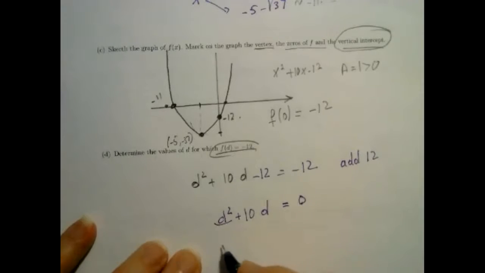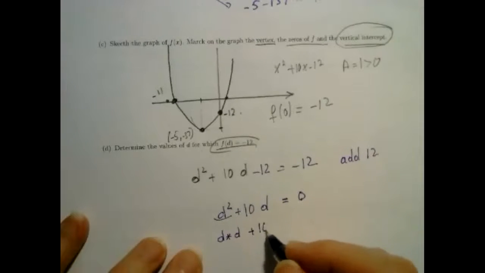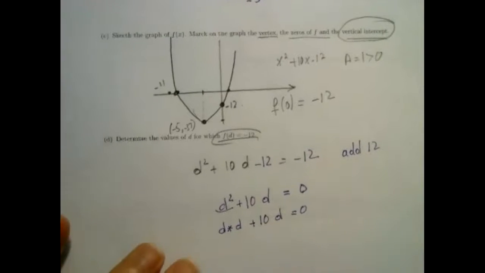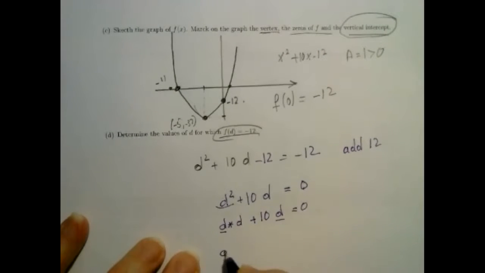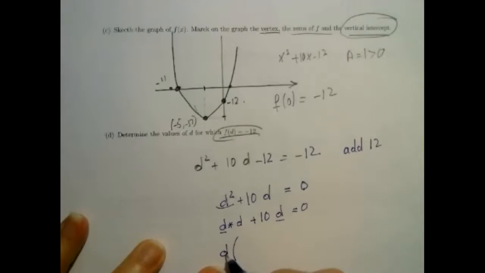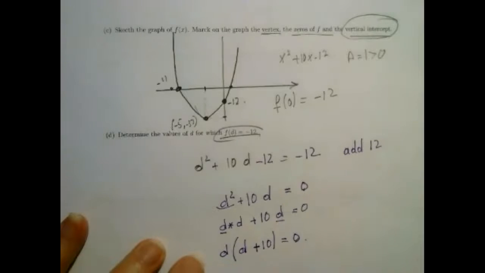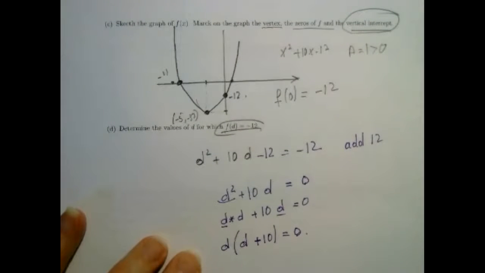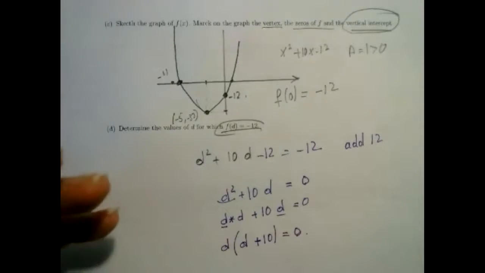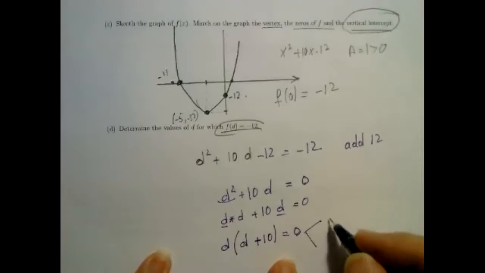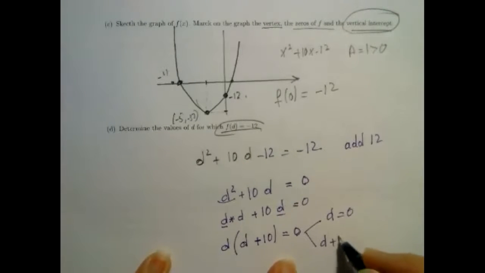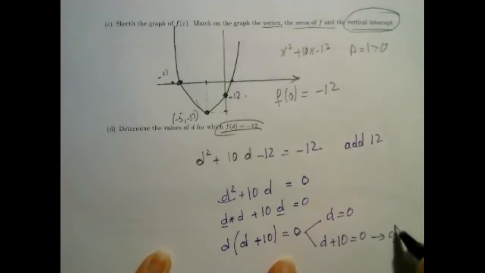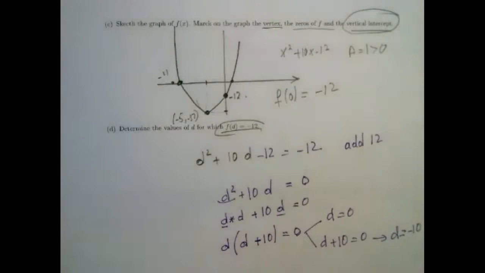Watch carefully. What's d squared? It's basically d times d, plus 10d equal to 0. So I can actually factor the d. And I will be left with d times the quantity d plus 10 equal to 0. So actually I can factor this. Using the quadratic formula is absolutely correct, there is no problem with it. But this one, we actually can factor it. So then I will get d equal to 0 or d plus 10 equal to 0. It means d equals minus 10. And these are the values of d.